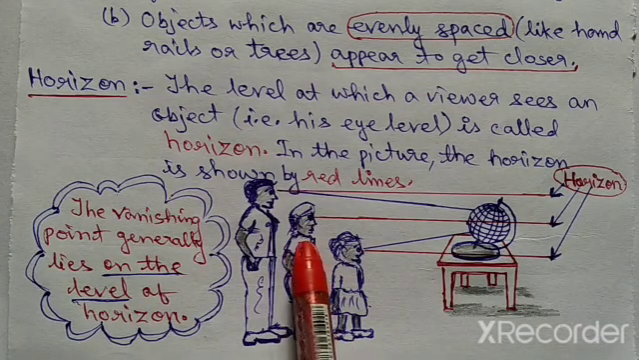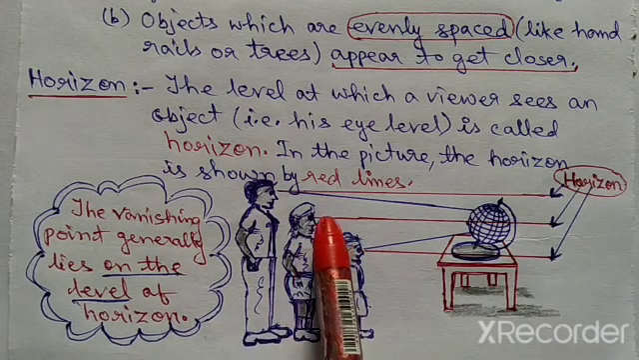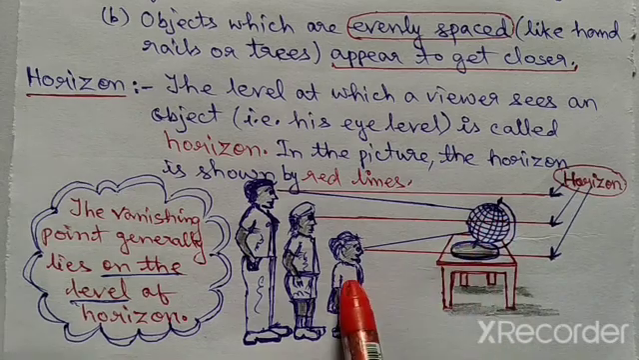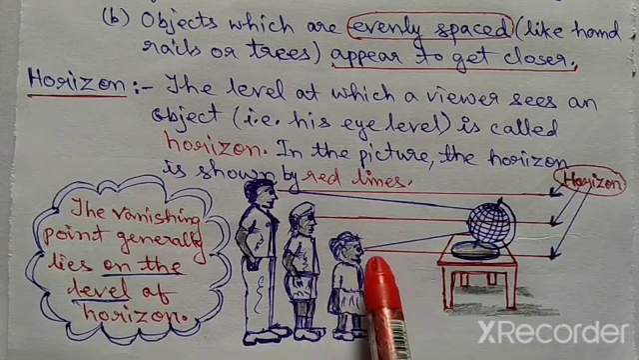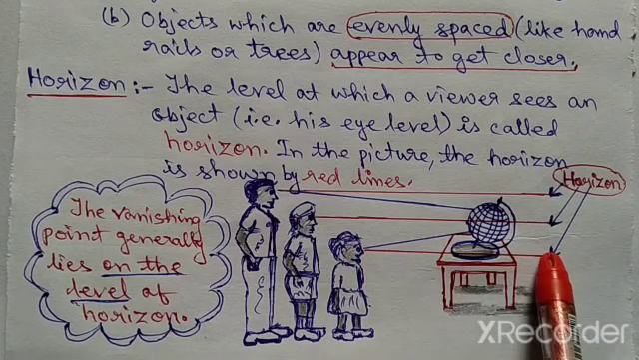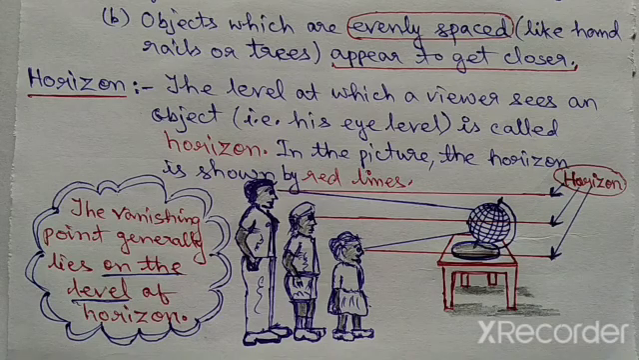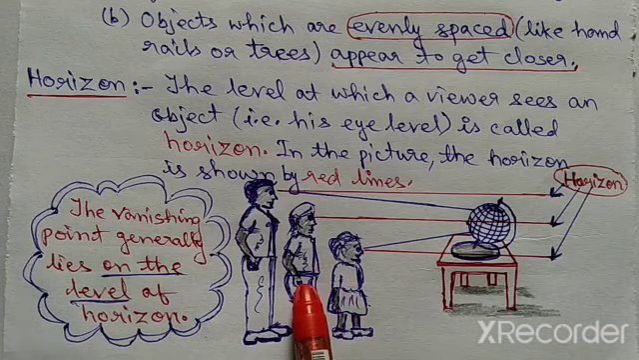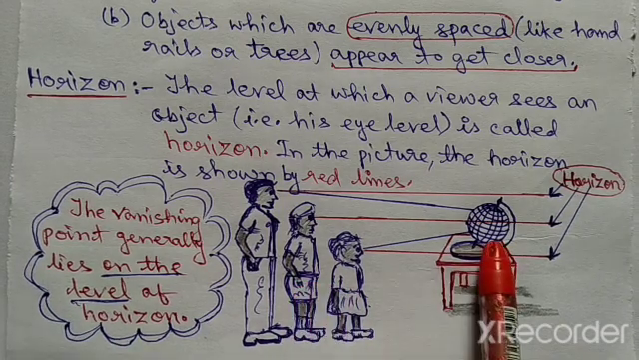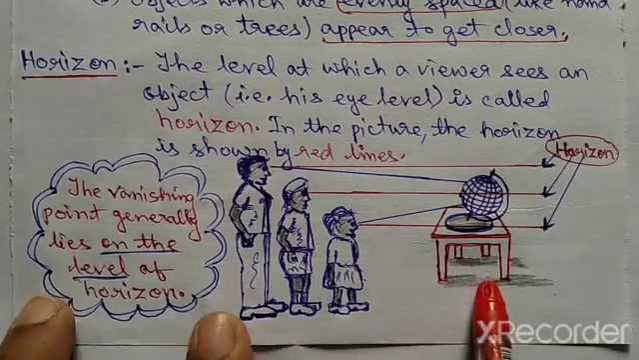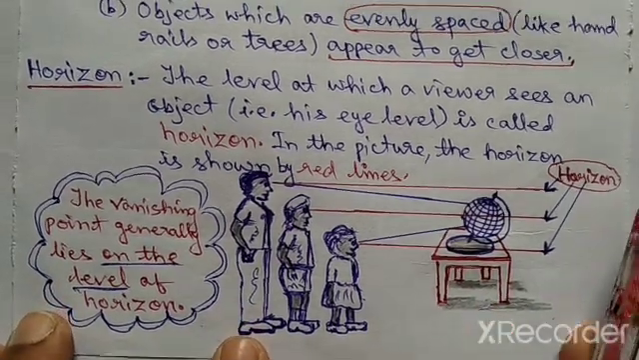For the boy, you can say the level of horizon is passing through the globe. In the third, that is the girl, the level of horizon is passing through below or bottom of the globe. So what do you understand by this diagram, children? In the picture, a man, a girl and a boy are watching the globe placed in a position at the same height. Just see, at the same height. Okay, at the same height, children.